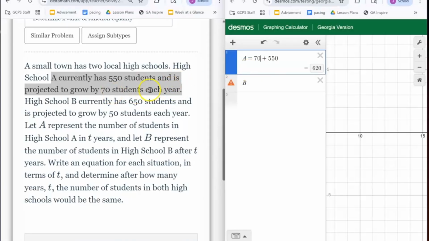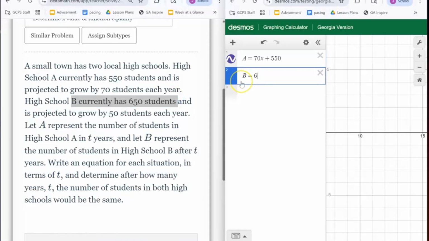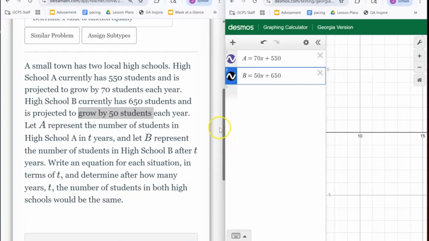That means year 1, 70. Year 2, it's going to grow another 70. Year 3, it's going to grow another 70. Year 4, it's going to grow another 70. That's how you know that's the slope one. All right, each year. Now, it doesn't tell me a different letter, so I'm going to put X for right now so I don't forget. High school B is currently at 650, so they start with 650 students, and that's my start, and every year it grows by 50. So again, also growing is positive, 50 X, okay?